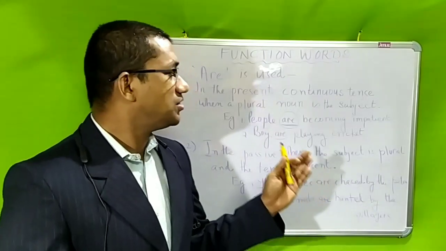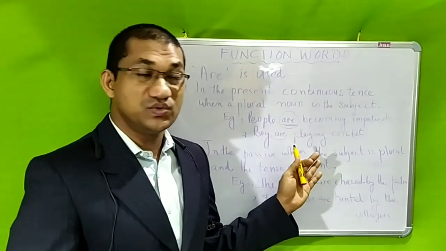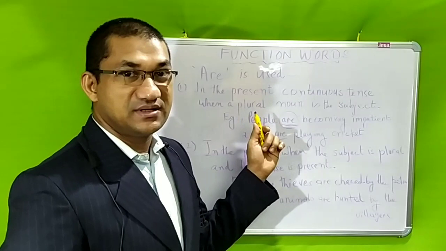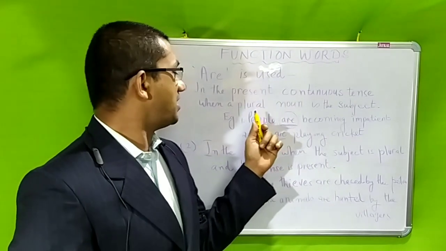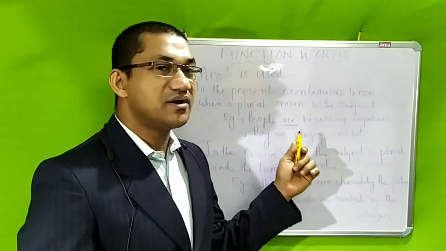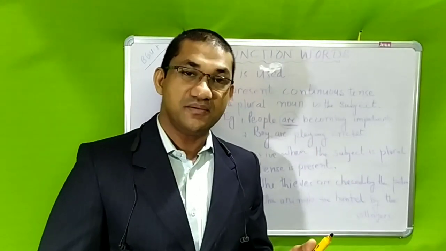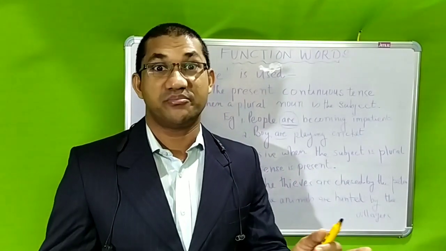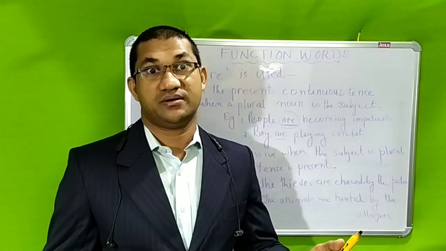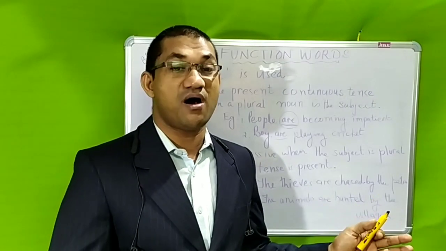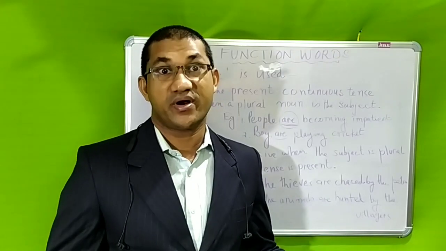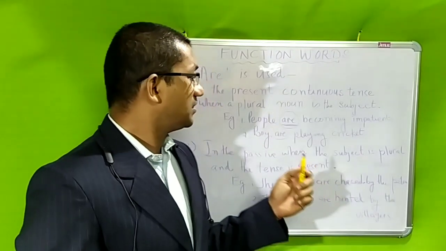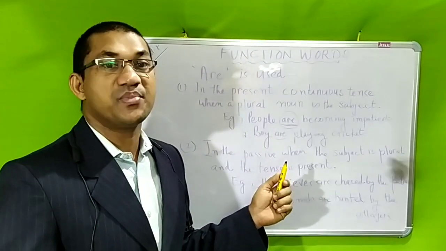So are, the auxiliary verb, is used for representing present continuous tense when a plural noun is the subject. And we say people are becoming impatient. They are working in the farm. Wild animals are becoming a threat. Alright, and now that is the first use of are.